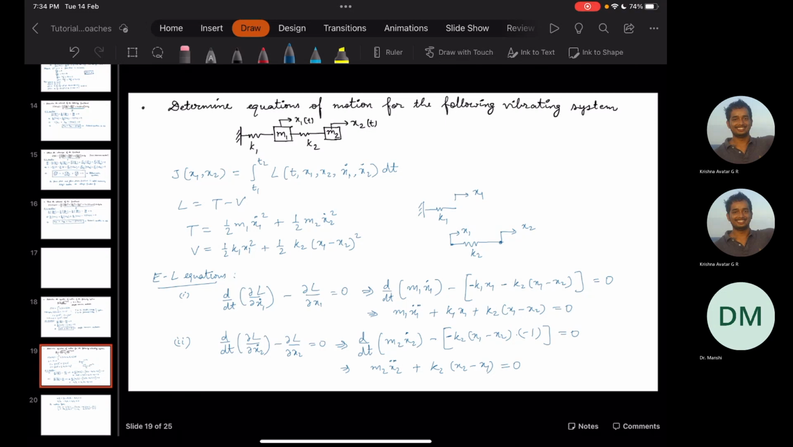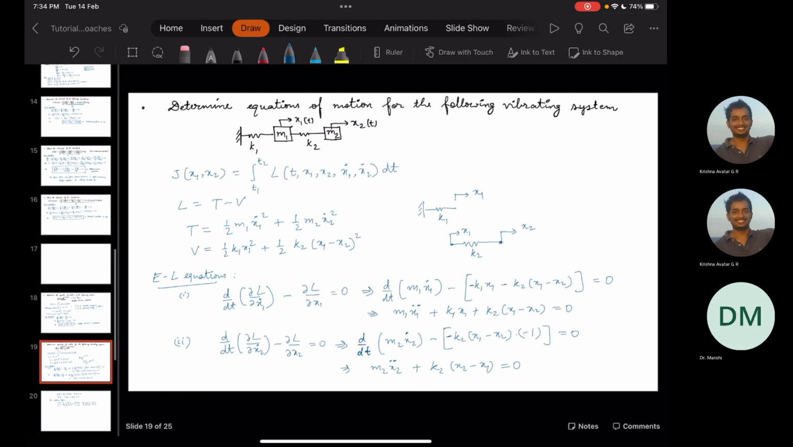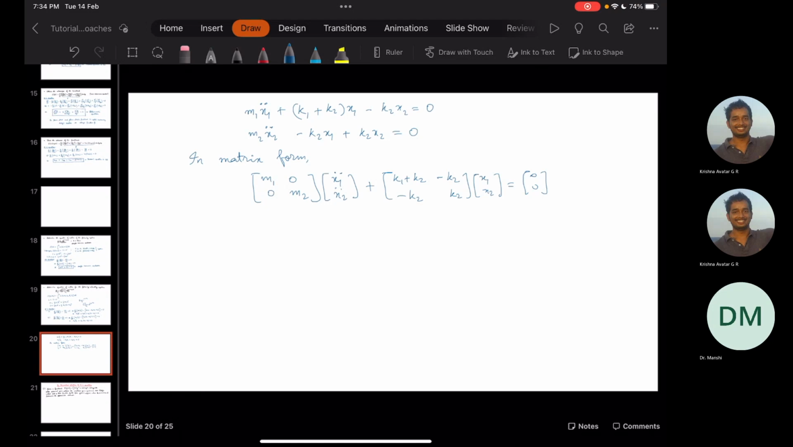So this implies that we have d by dt of m2 x2 dot minus of k2 (x1 minus x2) into minus 1, and upon rearranging it we have m2 x2 double dot plus k2 (x2 minus x1) is equal to 0. Okay, so let's rearrange it, and we have m1 x1 double dot plus (k1 plus k2) into x1 minus k2 x2 is equal to 0, and m2 x2 double dot minus k2 x1 plus k2 x2 is equal to 0.